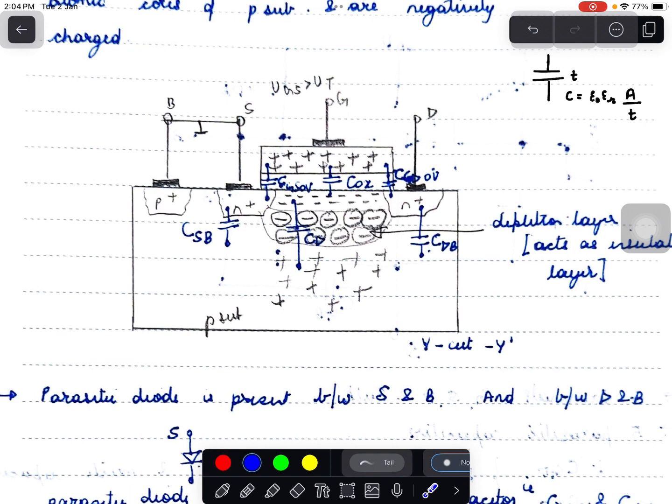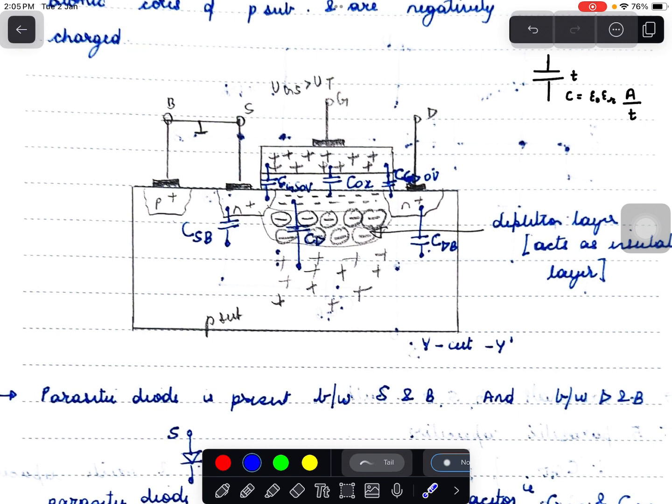Now coming to the gate and the source terminal, because of under diffusion, there is some part of the source which comes above the gate, so that forms a capacitance, and it is called CGS overlap. This is the capacitance formed here. And in the drain as well, due to under diffusion, some part of the drain comes directly above the gate, and this forms the gate to drain overlap capacitance.